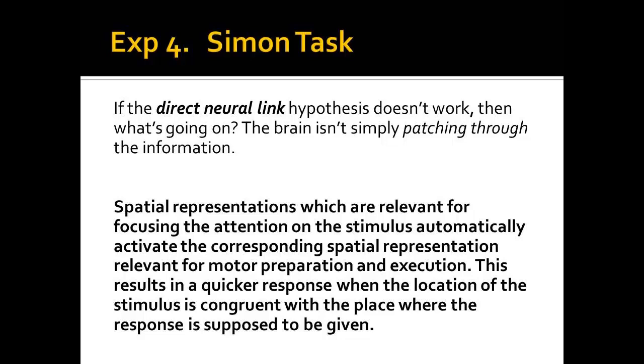So, the effect is assumed to be the result of a link between spatial representations, which are relevant for focusing the attention on the stimulus, and spatial representations which are relevant for motor preparation and execution. So the spatial location of the stimulus may be irrelevant for the response selection, but it is relevant for the process of deploying attention. So information that is relevant for one cognitive process can be irrelevant for another cognitive process. Attention is working with its own spatial representations, and your response processes are working with their own spatial representations. And those representations are technically irrelevant for the other process, but can still influence the other process if those spatial representations have some kind of overlap.